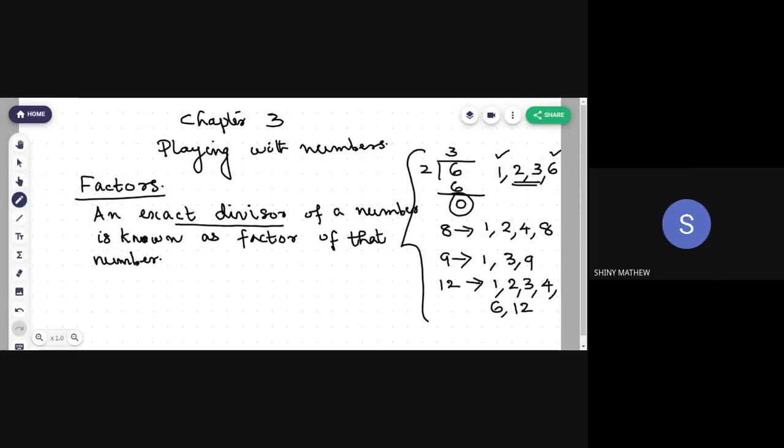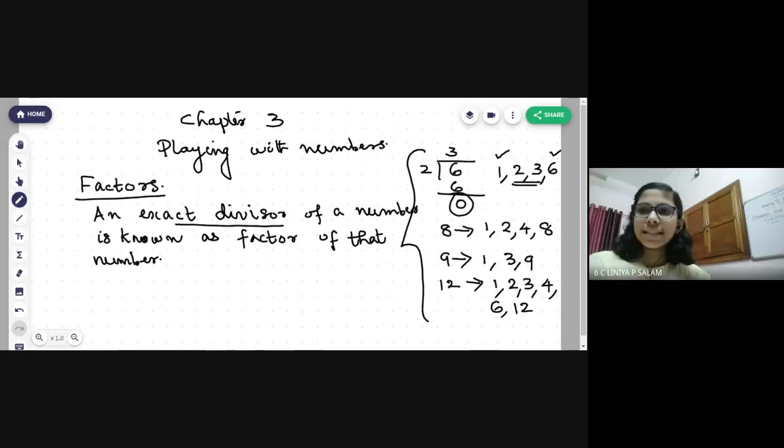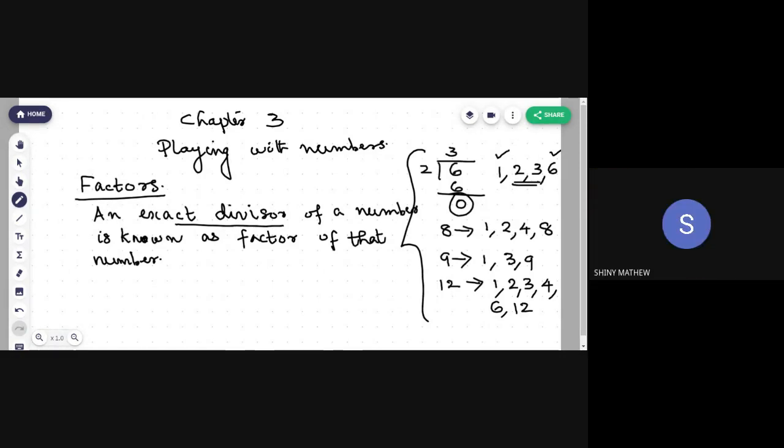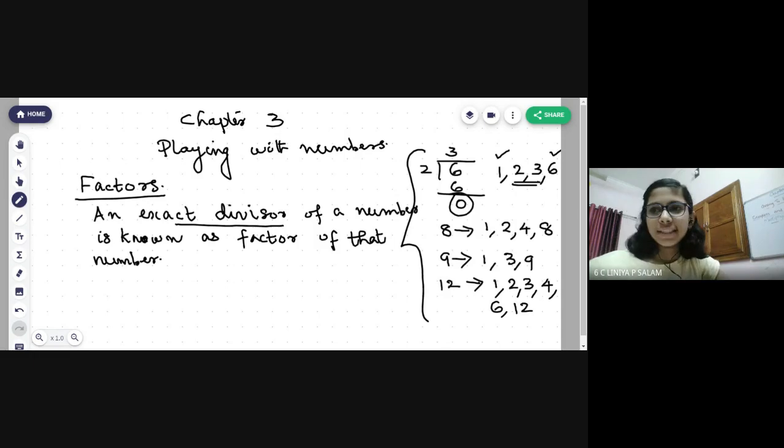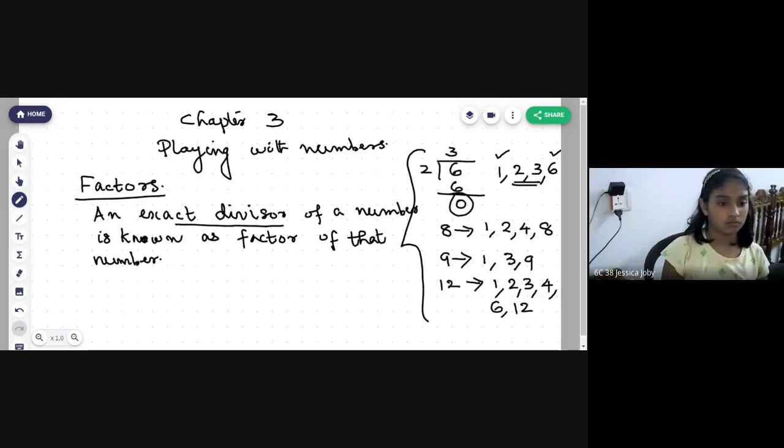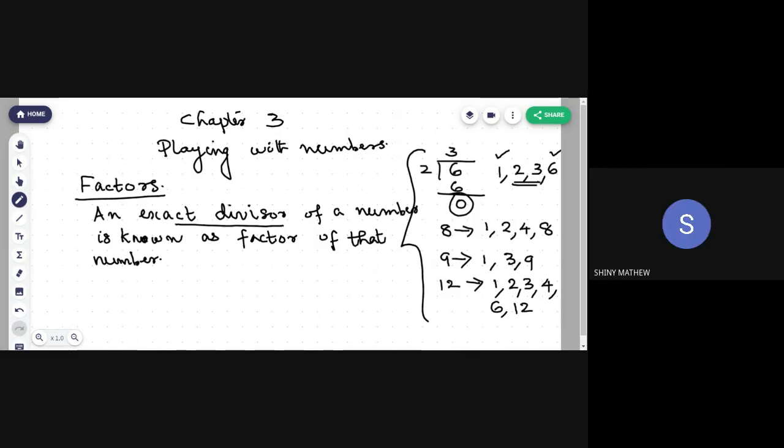Okay. So all of you completed? Yes, completed. A divisor of a number is known as a factor of that number. Okay. So below you can write some examples.